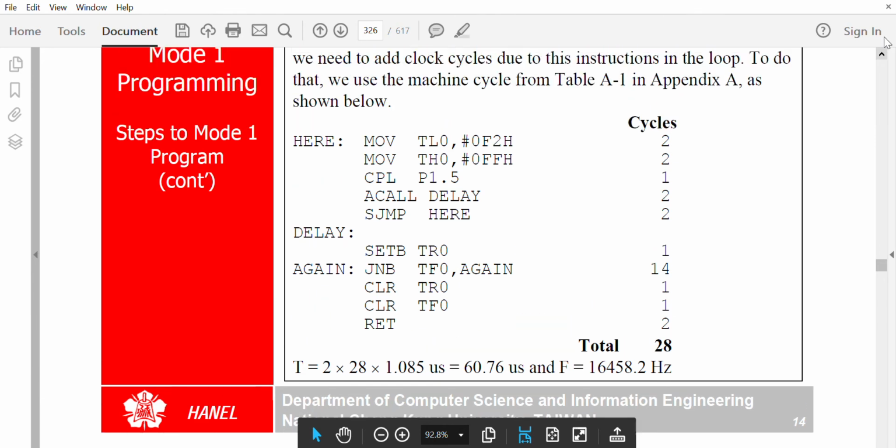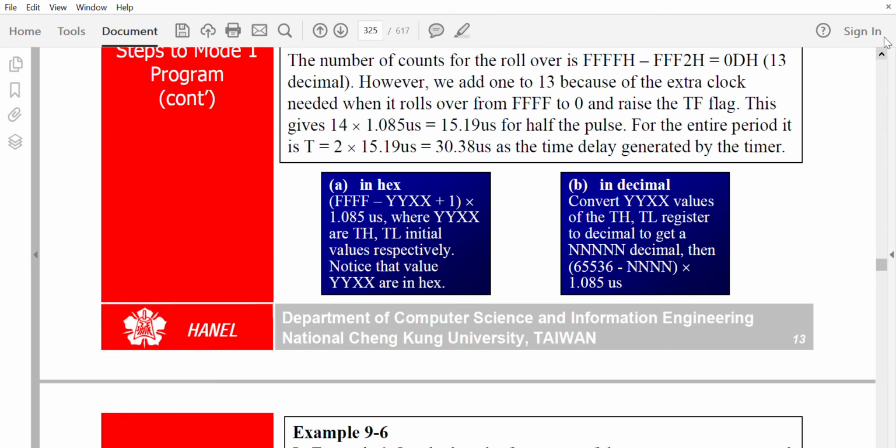With just the count, this is the time. Same question.